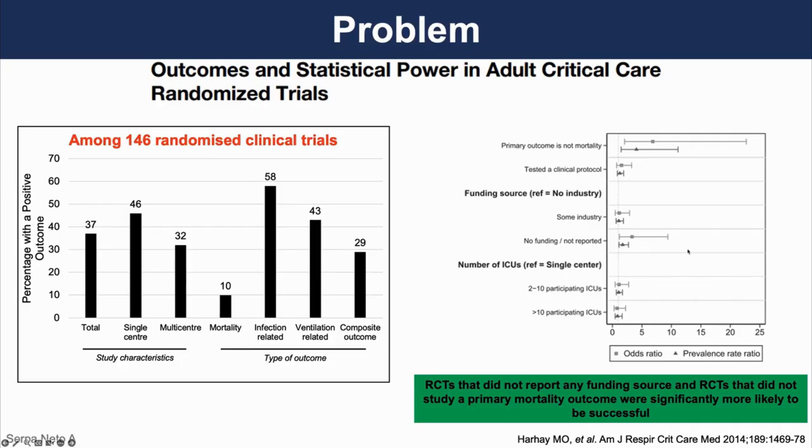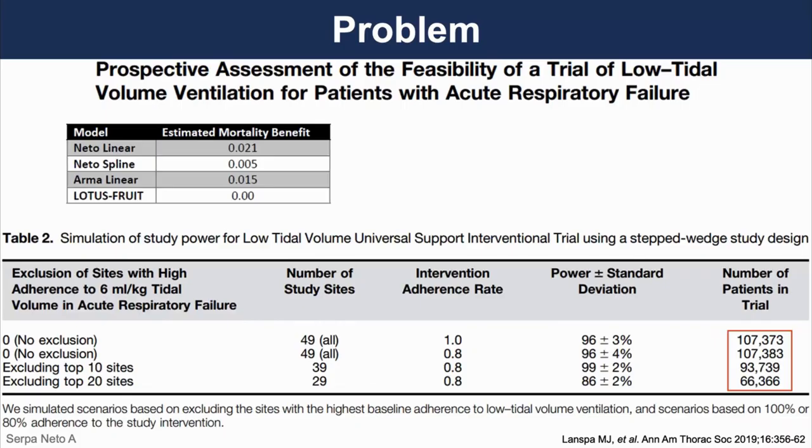And in this regression model, the authors found that RCTs that did not report any funding source and RCTs that did not study a primary mortality outcome were significantly more likely to be successful, suggesting, and I think the most important thing for us, that most of the time we use mortality, we are unable to show a positive finding. There are several reasons, but I just want to highlight this one.